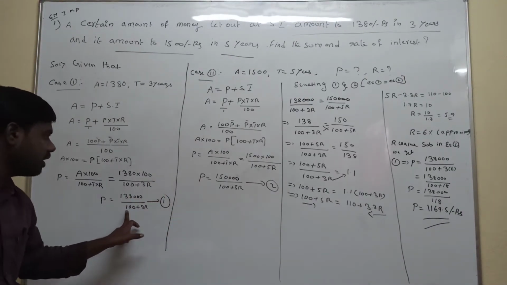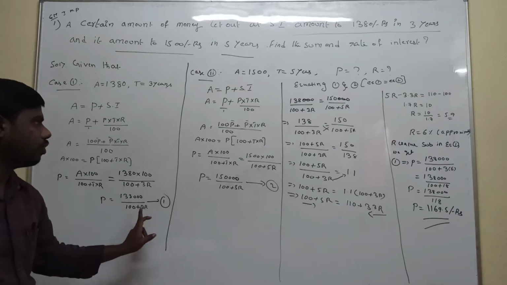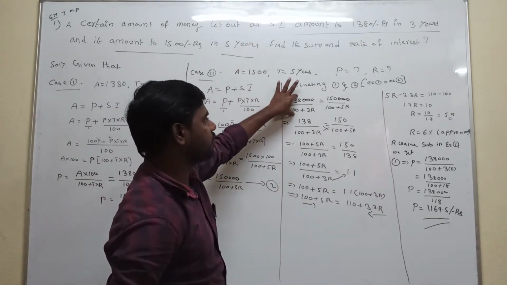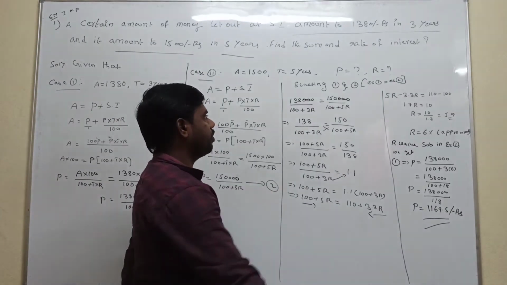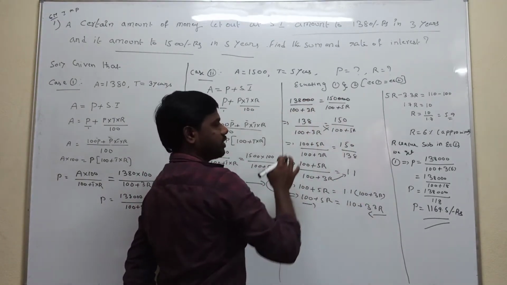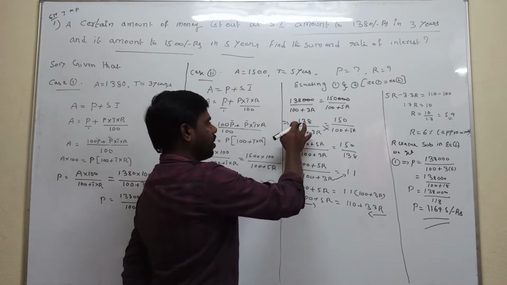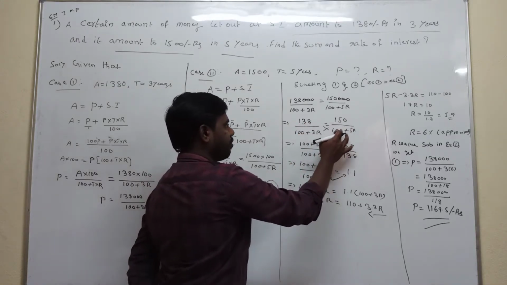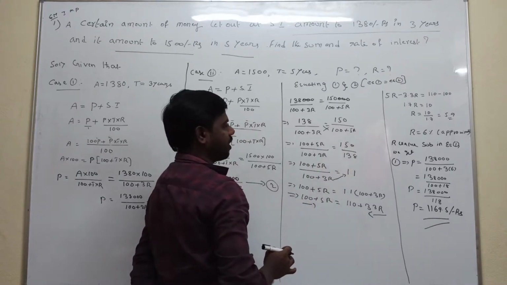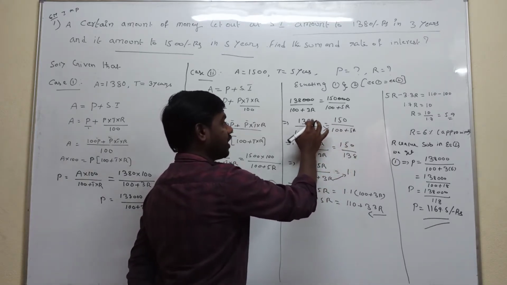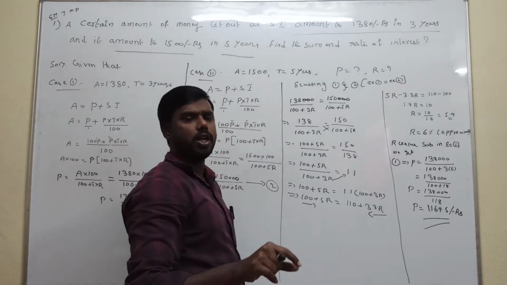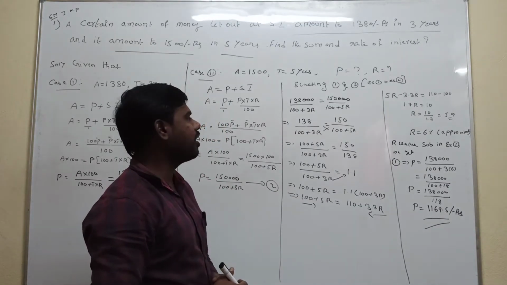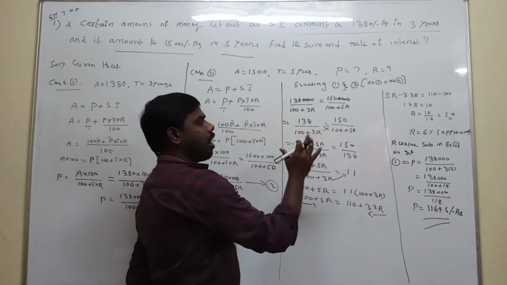That's why equating equation 1 and 2. Substitute equation 1 is equal to equation 2. Here 3 zeros, here 3 zeros, we cancel. Left side is 130 divided by 100 plus 3r is equal to 150 divided by 100 plus 5r. We can do cross product 138 into 100 plus 5r, because that highest value will come, because so much value is known. That's why I am doing the calculation easily.